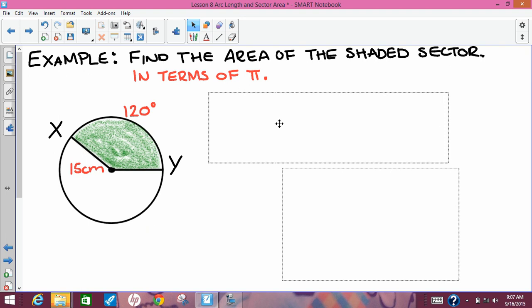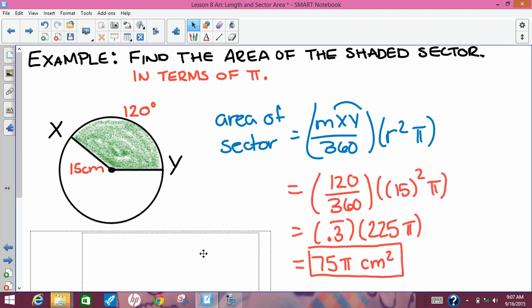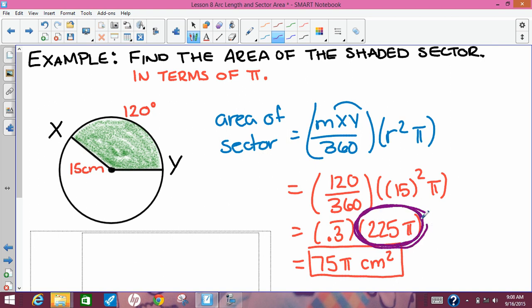So we start, as always, with our formula. Our arc measure is 120 degrees. Our radius is 15 again. So we plug those values in and do some simplifying. Again, do the 120 divided by 360 and then multiply it by 225. And you'll get 75 pi centimeters squared for our sector. And you might notice that the area of our circle was 225 pi centimeters squared, and our sector is smaller than that, which it should be, 75 pi.